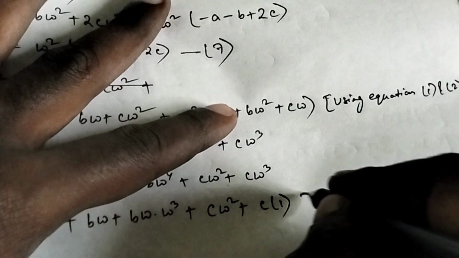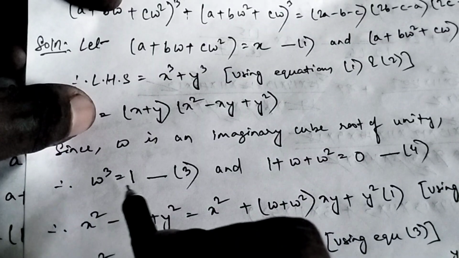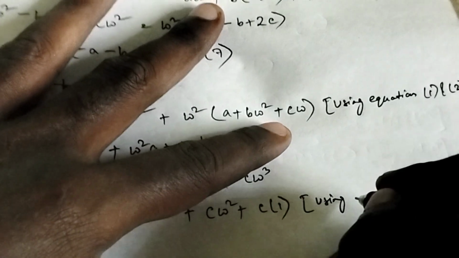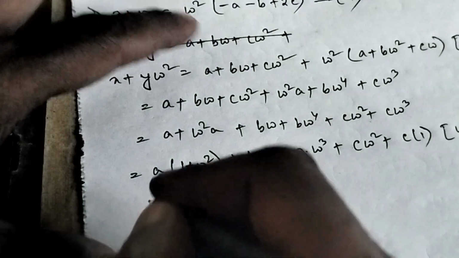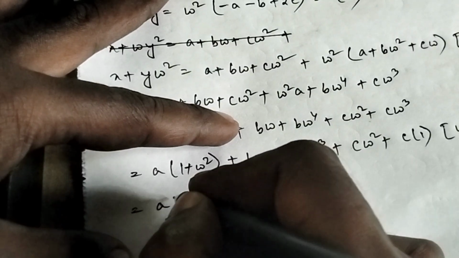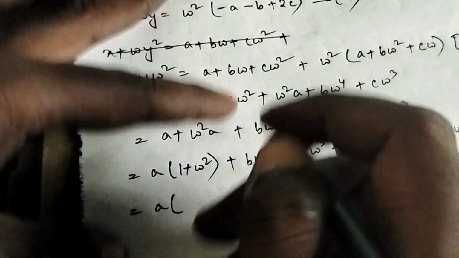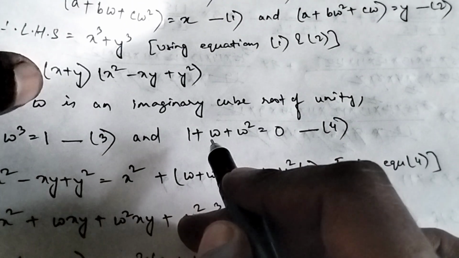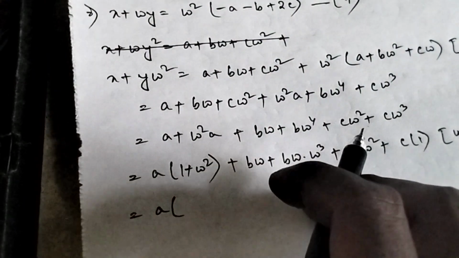Here we got omega cube is equal to 1. It was in equation 3. See, omega cube is equal to 1 was in equation 3, so here you have to write using equation 3. So it will be a into 1 plus omega square. 1 plus omega square means minus omega. A into minus omega.